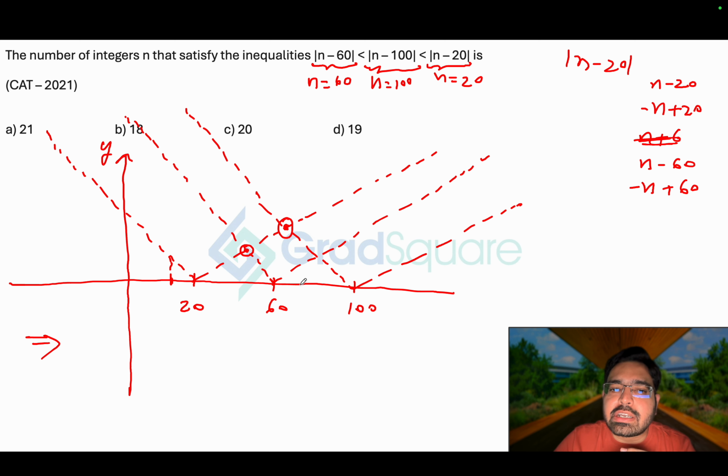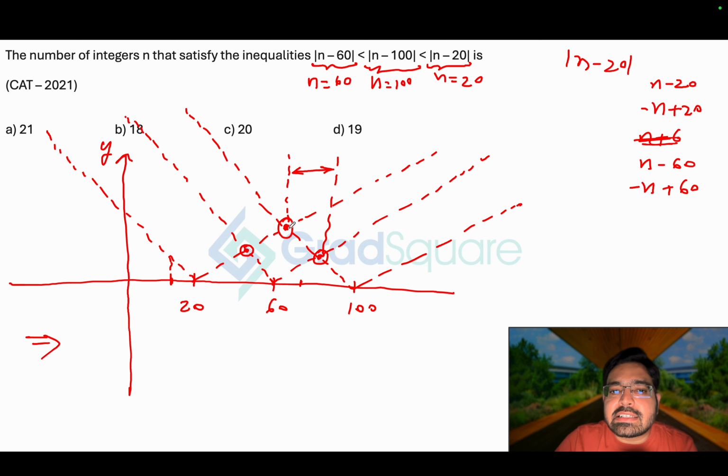After this intersection point, if I look at this particular point, modulus of n minus 60 is the lowest, followed by modulus of n minus 100, followed by modulus of n minus 20. This is what I want. But look at this intersection point. After this intersection point, there is a change happening. What is that change? Modulus of n minus 100 will turn out to be the lowest, which is what I don't want. So if I observe my graph very carefully, the answer should be between these 2 values of n. We now need to figure out these 2 values of n.